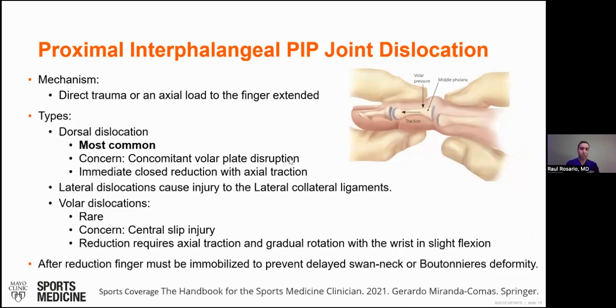There's a possible concern of a volar plate disruption, but usually most of the cases do not have any ligament injury and we can relocate very quickly. And the lateral dislocations are not very common, and the volar dislocations are very rare. It's a little bit more concerning and hard to relocate. You can definitely do some axial traction and gradual rotation of the wrist to see if we can put it in place. And then we have to immobilize for a while to try to decrease the chances of a boutonniere deformity.